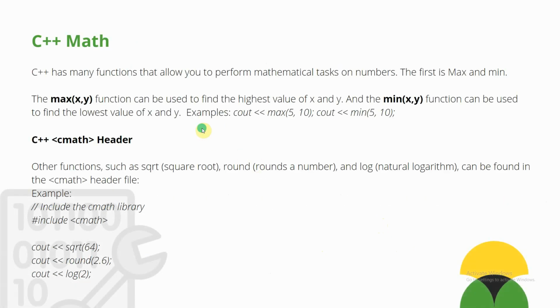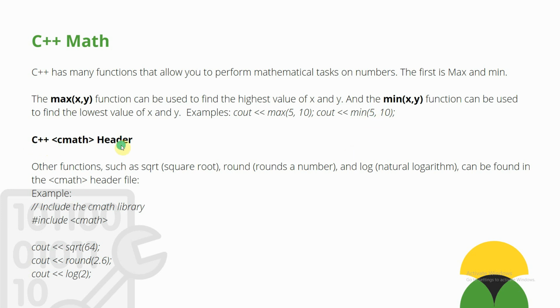Now for math functions again, the mathematical functions we have. The first ones are max and min. So this is the common function, no? The max(x, y) can be used to find the highest value of x and y, and at the same time min(x, y) is to find the lowest value. So for example, cout max of 5 and 10, also cout min of 5 and 10. So for the highest value, 10, and this one's the minimum value, so 5 will be produced.